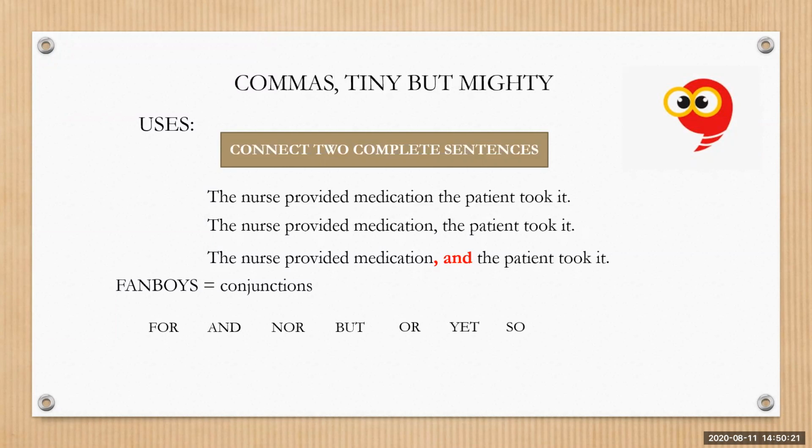"The nurse provided medication, comma, for the..." that would make sense. "So the patient took it." That might make sense. "The nurse neither provided medication, comma, nor did the patient take it." I mean, that was probably a silly example, but the point is, anytime you connect two sentences and you put a conjunction in, use that comma, and that makes it absolutely correct.